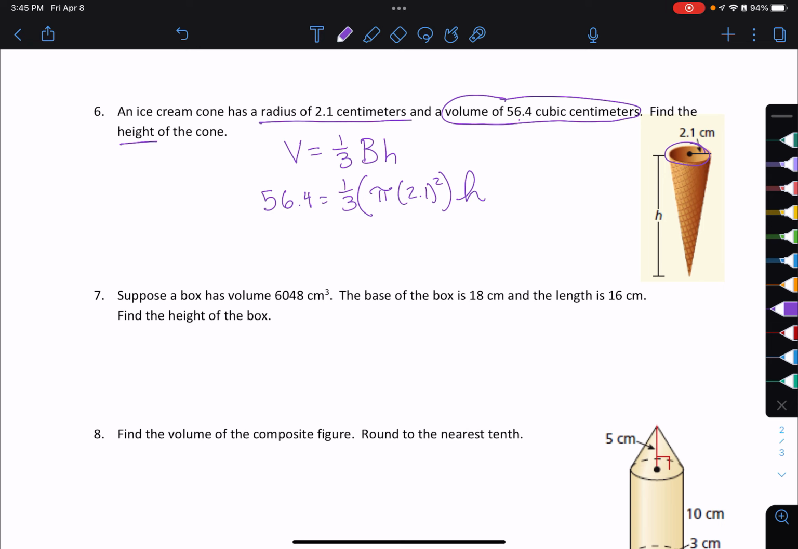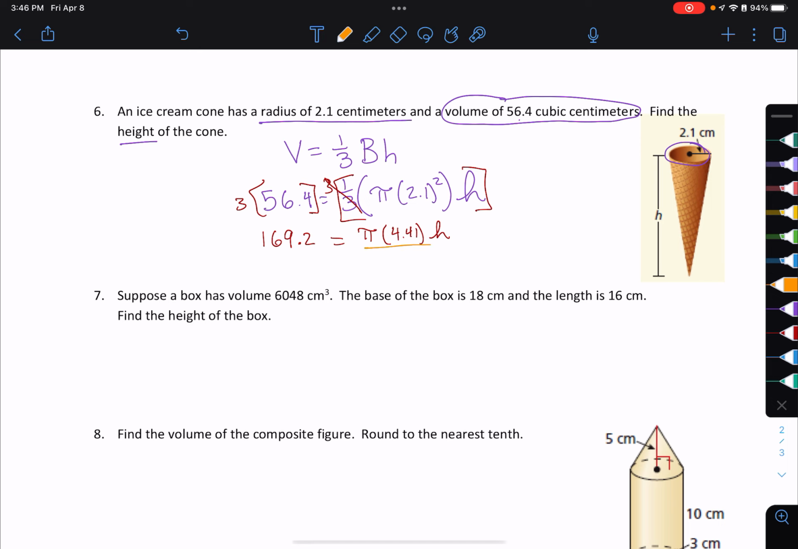So the first thing I'm going to do is multiply both sides by 3. That will allow me to get rid of this 1/3 and simplifies things a little bit. So 56.4 times 3 is 169.2. So then I'm left with pi. Might as well simplify that 2.1 squared then. So that's 4.41 times the height.